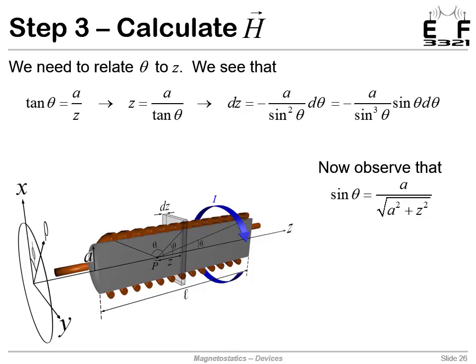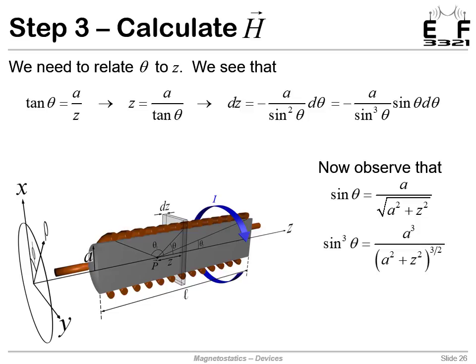We can make another observation similar to how we did a tan theta. We can look at the sine of this theta. Sine of theta is the opposite face divided by the hypotenuse. So the opposite face is A, and the hypotenuse is the square root of A squared plus Z squared. So that's our sine theta.